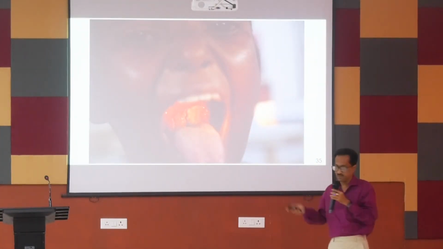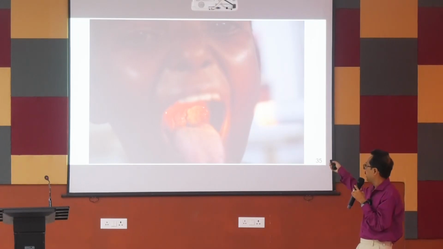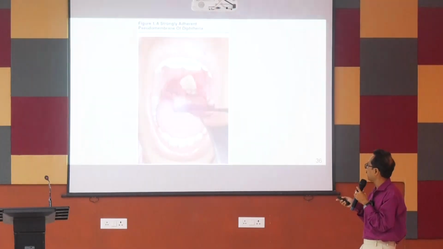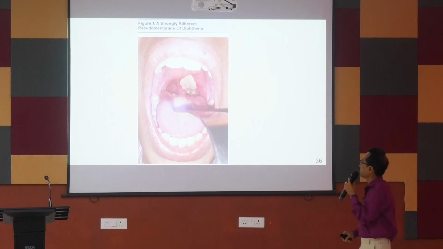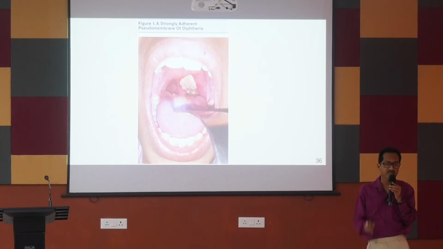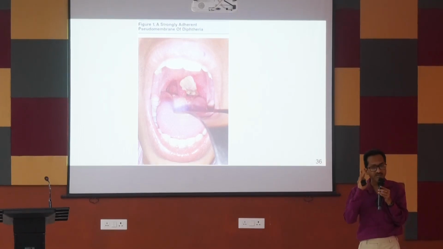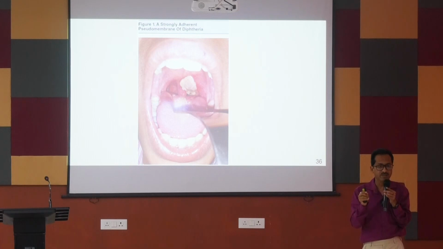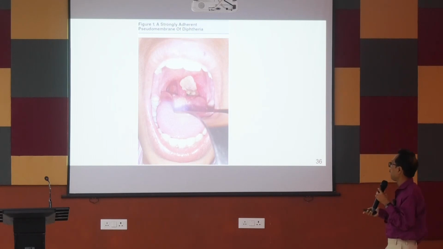That is another picture. You can see by the light, there is a greyish white membrane inside. This is a more clear picture. The pseudomembrane is typically strongly adherent to the tonsillar fossa. If you try to remove the pseudomembrane, you can see the bleeding spot underneath it. That is called pseudomembrane.